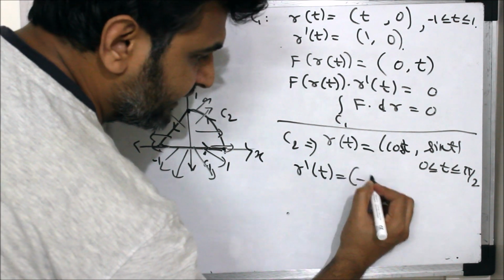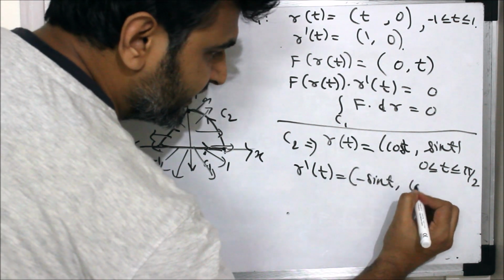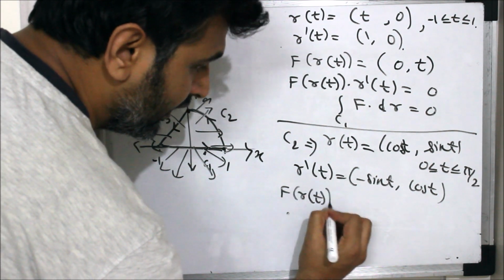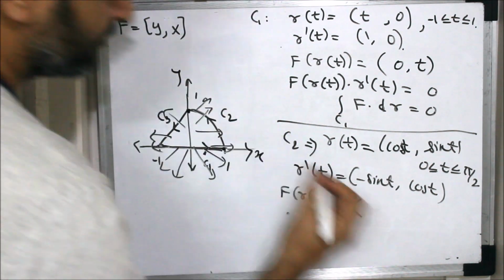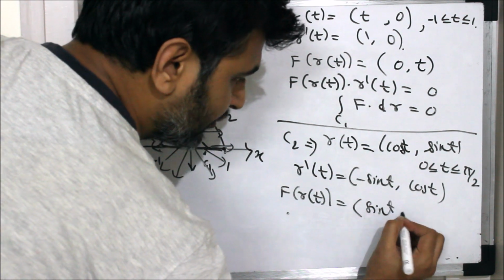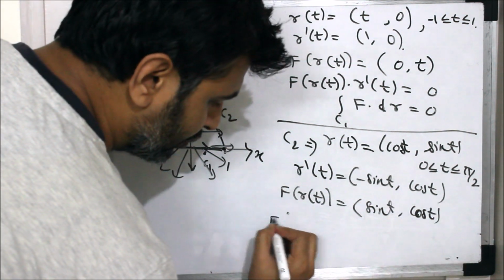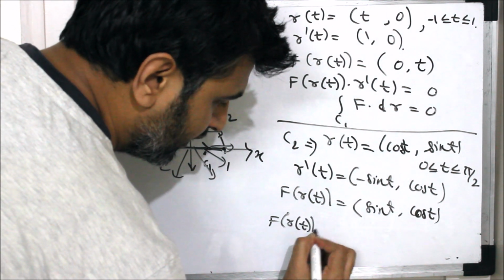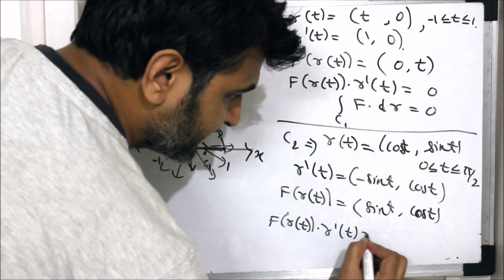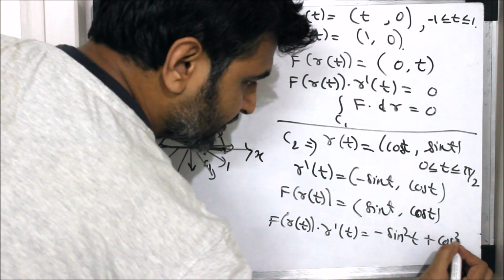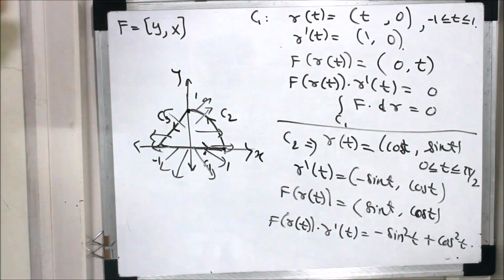Now you simply take the derivative: minus sin t comma cos t. You find f of r of t, which was y comma x, so it is nothing but sin t comma cos t. And if you take the dot product, f of r of t dot r dash of t, it is nothing but minus sin square t plus cos square t. And now you simply have to integrate this.